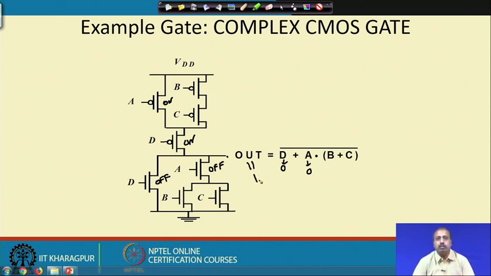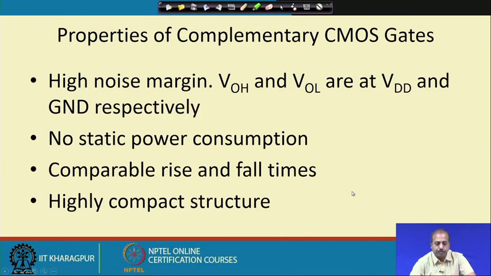So, in this way, using complex CMOS gates, we can realize combinational functions very easily. Next, we will look into the properties of these complementary CMOS gates. Why is it so popular?